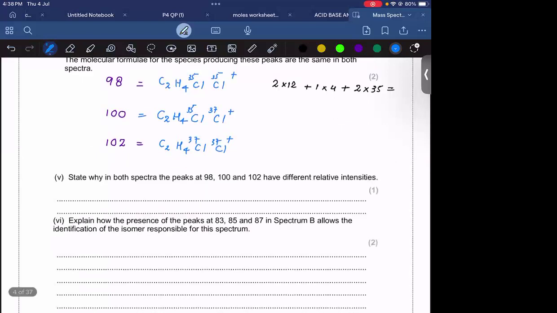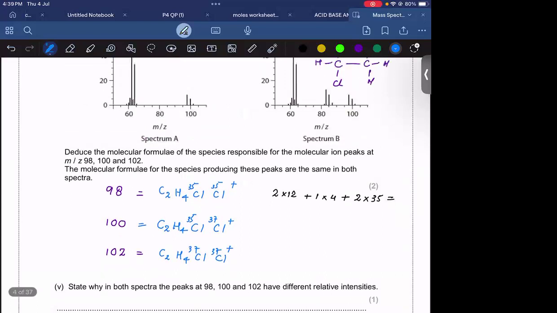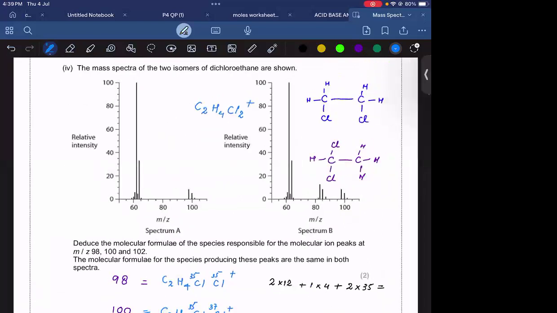Okay. State why in both spectra the peaks at 98, 100 and 102 have different relative intensities. Because they're made of different isotopes.